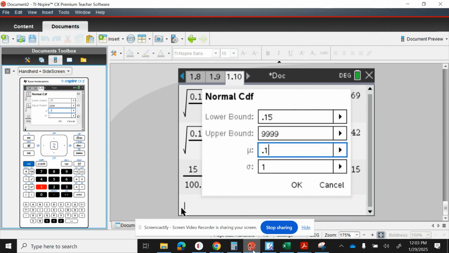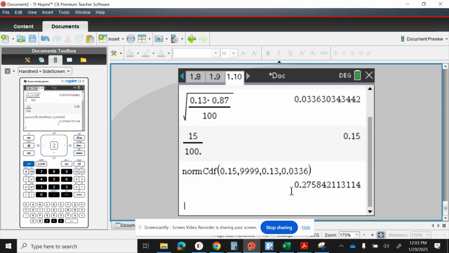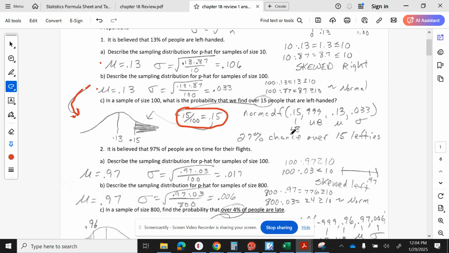Our mean is 0.13 and our standard deviation 0.0336. I'll use the little less rounded value. We get 27.58. So if you do not label lower bound, upper bound, mean, and standard deviation, you have to then do the z-score. This is consistent on the AP exam.